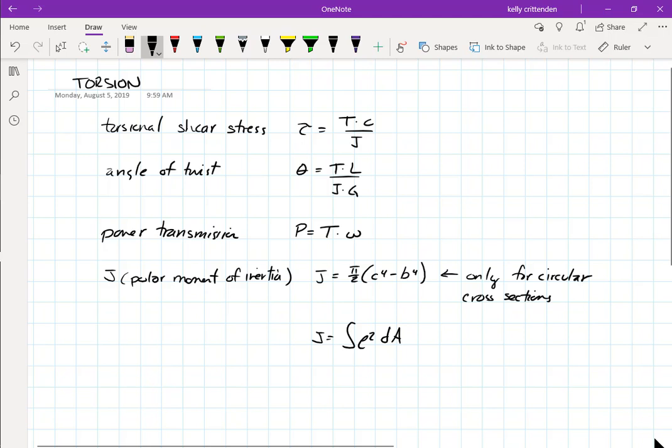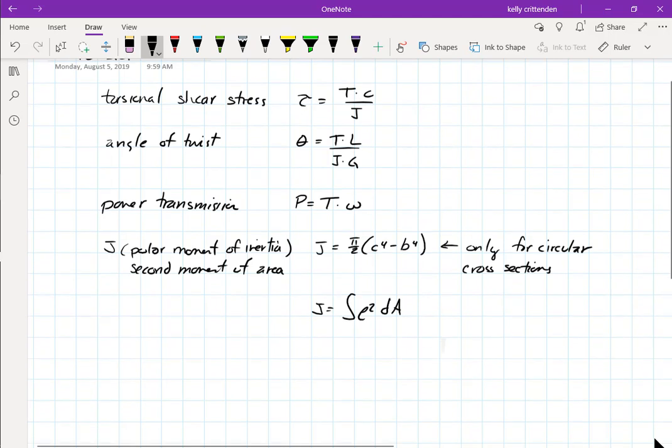Another word for polar moment of inertia, the integral of rho squared dA, is the second moment of area. I guess it's polar because we're using rho instead of y squared dA. It talked about the idea that these shafts had some resistance to twisting, and the larger this polar moment of inertia is, the less likely the shaft is going to twist.